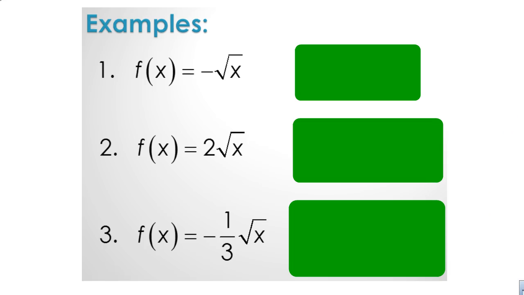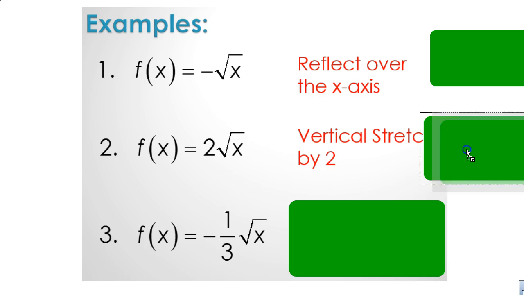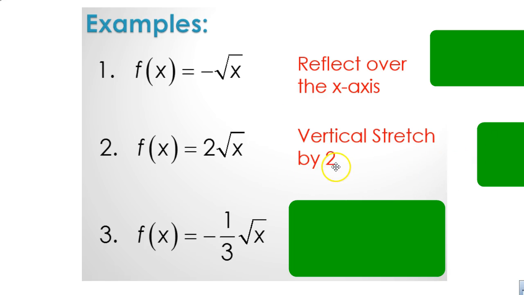So we have three examples here, and using those rules that we just talked about, let's see if we can guess what they are going to be. What is the transformation from the parent function f of x equals the square root of x for number 1 here? Well, we have a negative at the front, and that is going to be a reflection over the x-axis. Negative in front is a reflection over the x-axis. Well, what if we have a number 2 up here? Well, 2 is larger than 1, so that's a vertical stretch by a factor of 2.